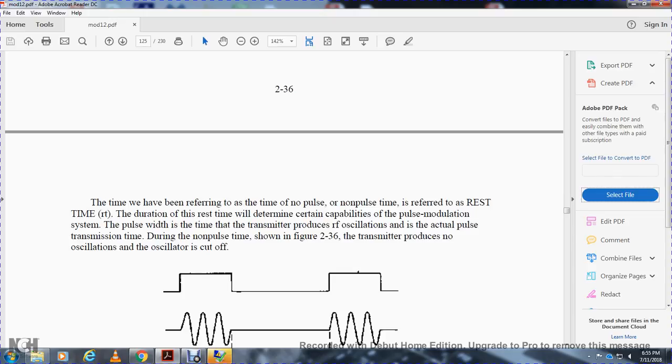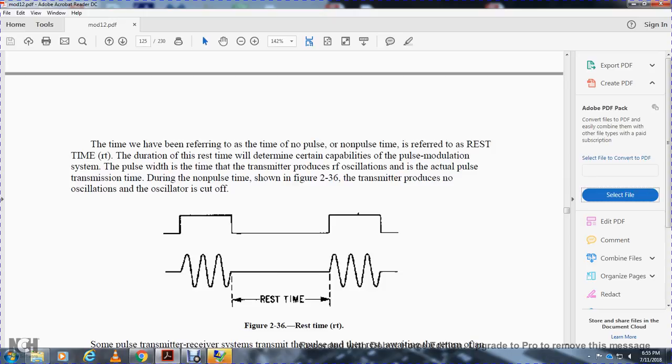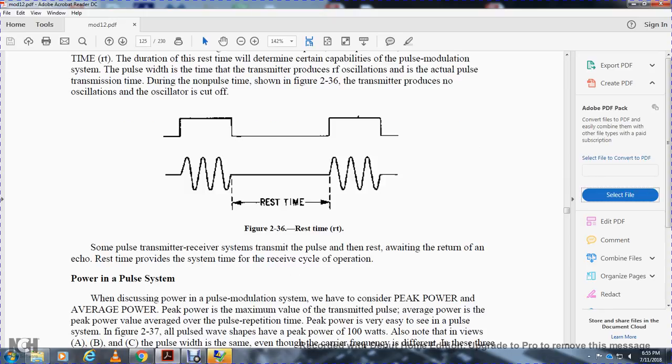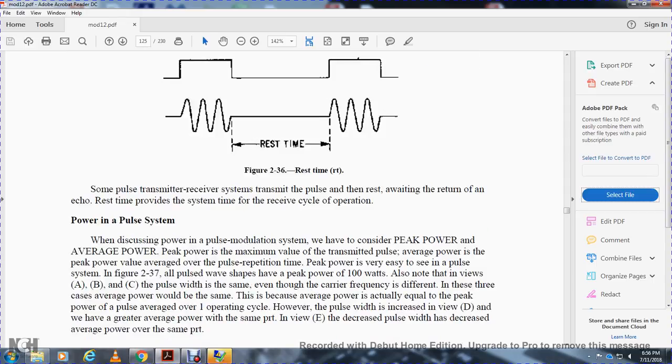During the pulse width time, the transmitter produces the radio frequency oscillation, the actual pulse of the transmission. During the non-pulse time, shown in figure 236, the transmitter produces no oscillations; it is cut off. This is the rest time. The pulse transmitter transmits a pulse, then rests, waiting for the return of the echo. The rest time provides the system with receiving operation.